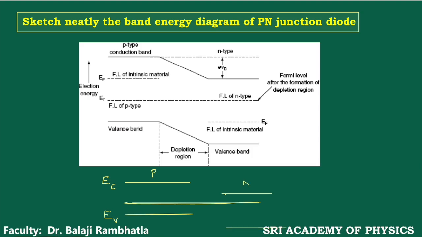This is the n-type semiconductor, right? In the case of an n-type semiconductor, this is the conduction band and this is the valency band. What is this? Fermi level. So the Fermi level is at the same height in the p-n junction diode. When you combine these two, this diagram is called the energy diagram, and this region is the depletion region, right? This is the band energy diagram of the p-n junction diode.